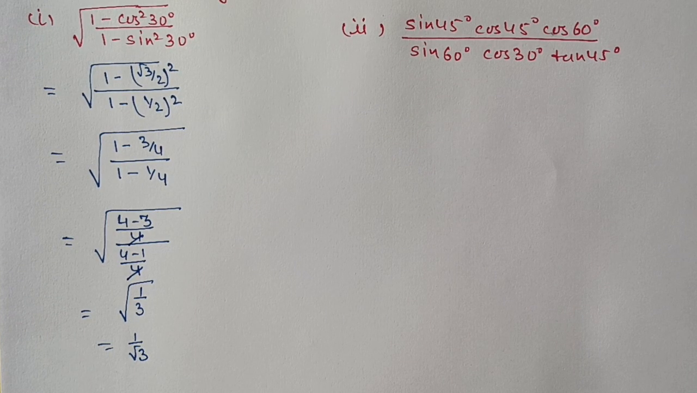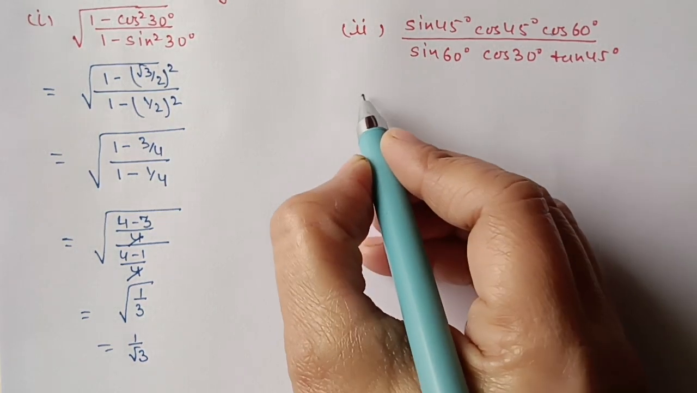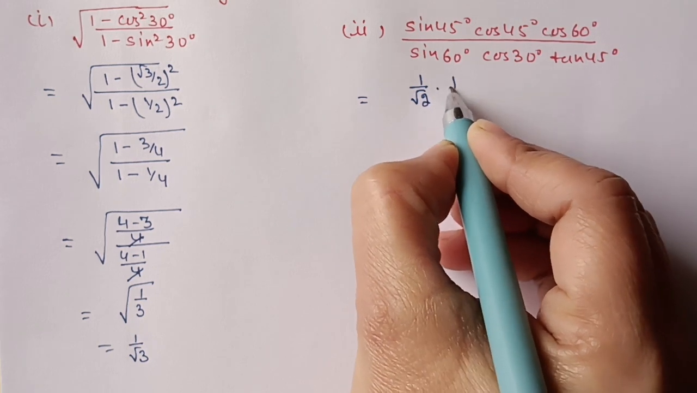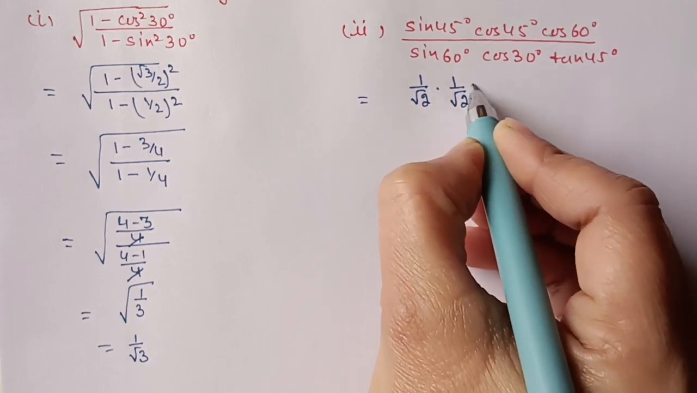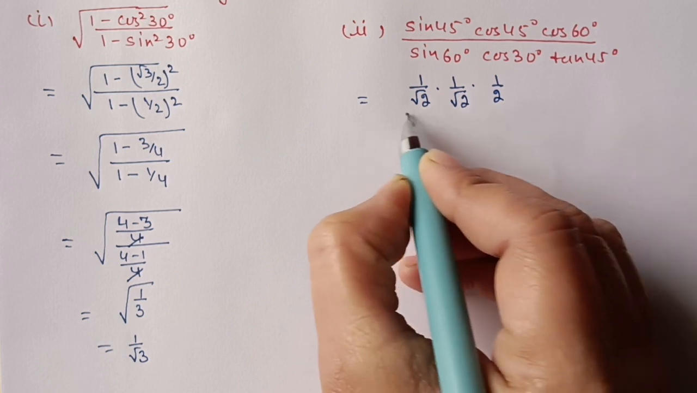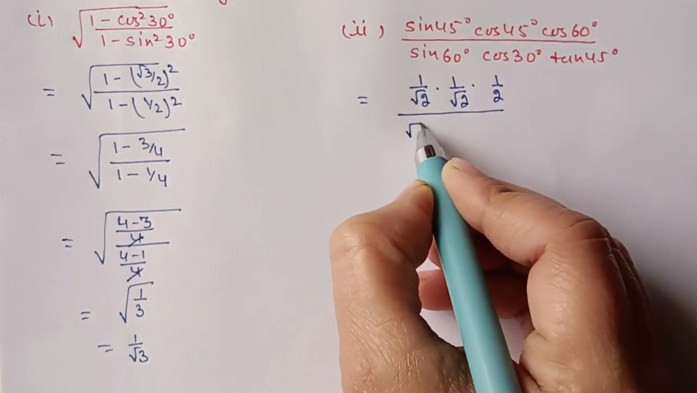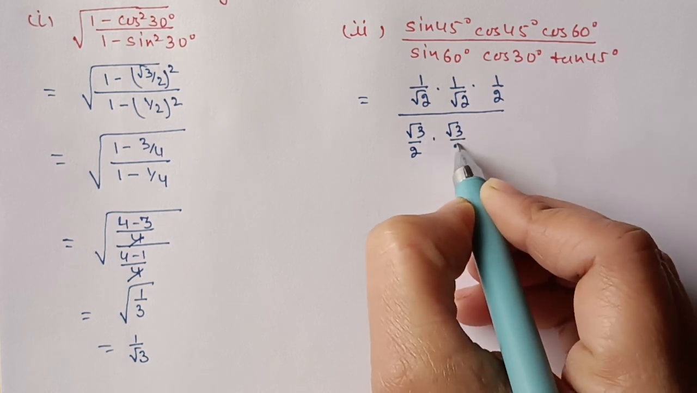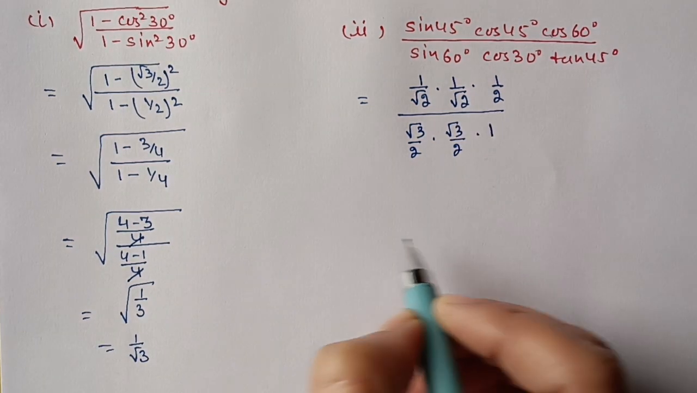Second part: sin 45, cos 45, cos 60, sin 60, cos 30 and tan 45. All these values we have to substitute here. Sin 45 is 1 upon root 2. Cos 45 is also 1 upon root 2. Cos 60 is 1 by 2. Sin 60 is root 3 by 2. Cos 30 is root 3 by 2 and tan 45 is 1.